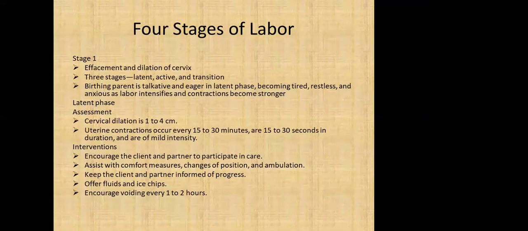Then when you take stage 1, within stage 1, it has 3 phases. We have latent phase, we have active, and then we have transition. So now let's delve into it. I said that stage 1 mainly has to do with cervical dilation and then effacement. So the cervix mainly dilates during stage 1.